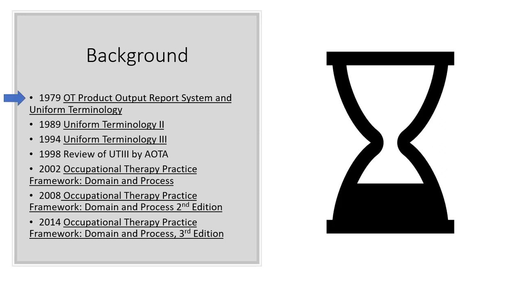The OT Product Output Report System and Uniform Terminology. This document was created to fulfill the Department of Health and Human Services requirements for Medicare. Since many OTAs work under Medicare guidelines in hospitals and nursing homes, a document was needed to meet Medicare requirements.